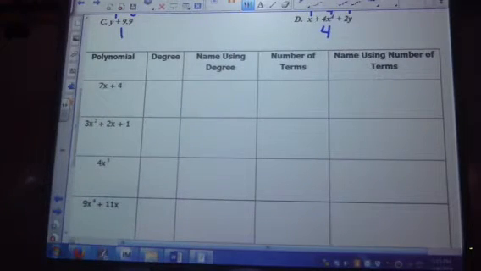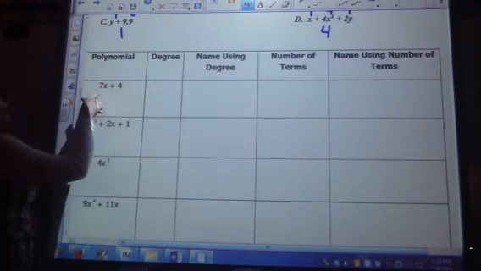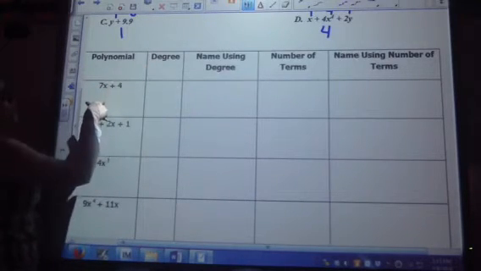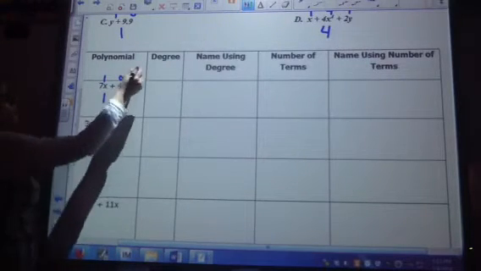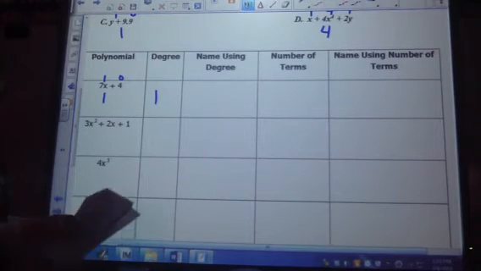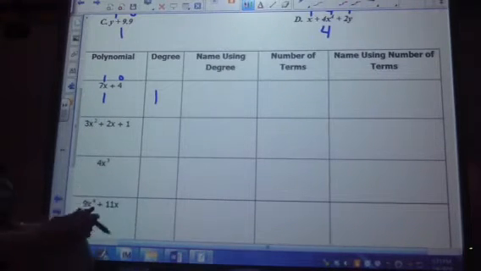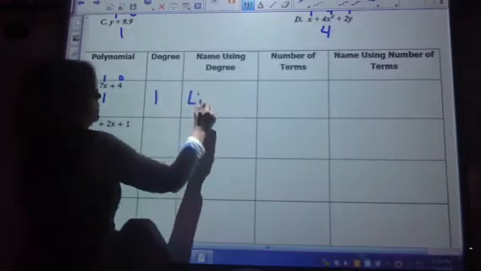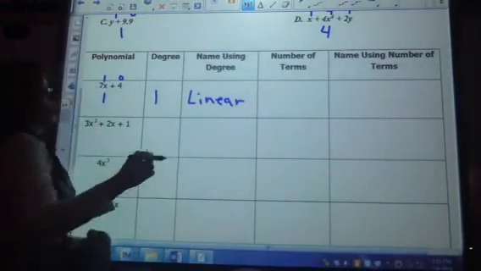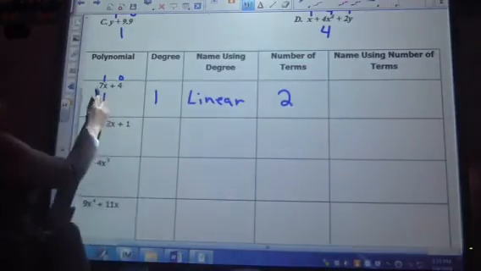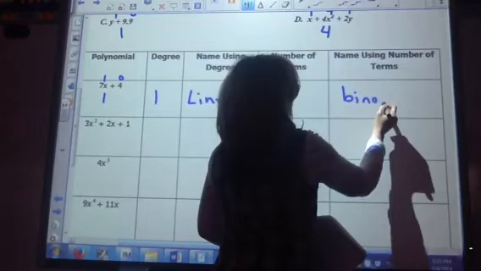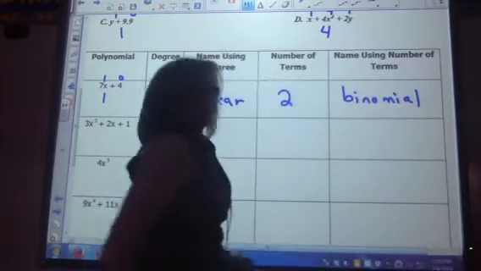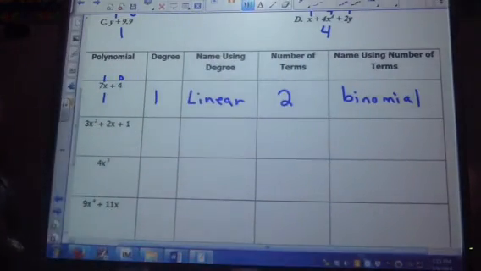Okay. So, we have a polynomial, and it has two terms. We want to know the degree of this. Well, that degree is 1, that degree is 0. So the greatest degree is 1. Name using the degree, so it's linear. Number of terms, 2. We have 1, 2. So the type of polynomial is binomial. Okay?